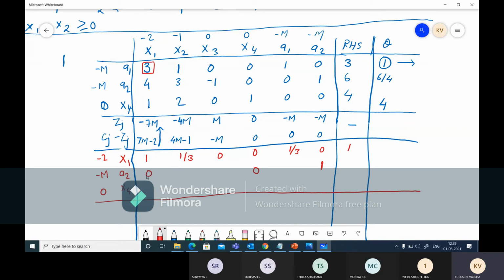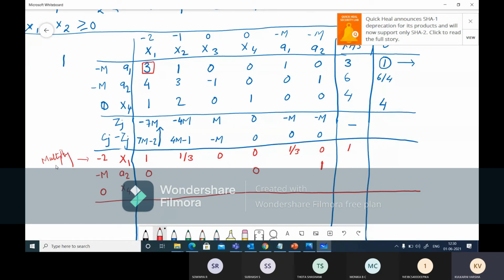So checking with this, taking old A2, 4 is here, 1 is here. So that means if you multiply this 1 by 4 and then subtract from this 4, you will get 0. So multiply this equation by 4 and then subtract it from the old A2. So you will get 0 here. Here also it will be 0 into 4, so 0 minus 0. Here also same. So just go for the next one. Multiply this by 4.